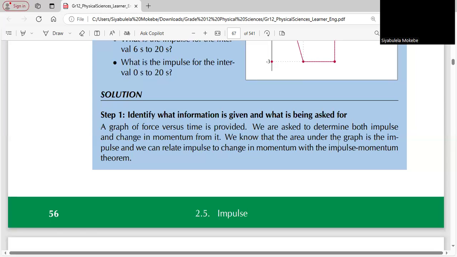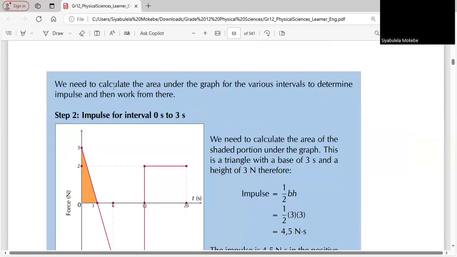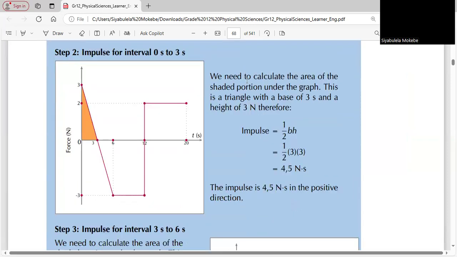We know that the area under the graph is the impulse, and we can relate impulse to change in momentum with the impulse momentum theorem. We need to calculate the area under the graph for the various intervals to determine impulse, then work from there. So we need to do base times height. The impulse is 4.5 Newton second in the positive direction.